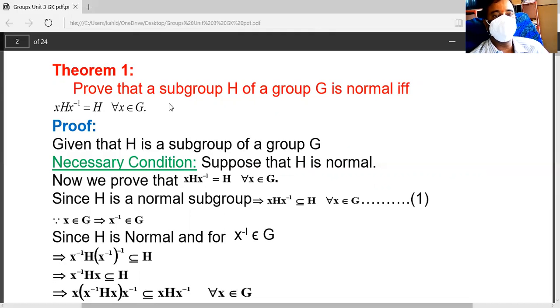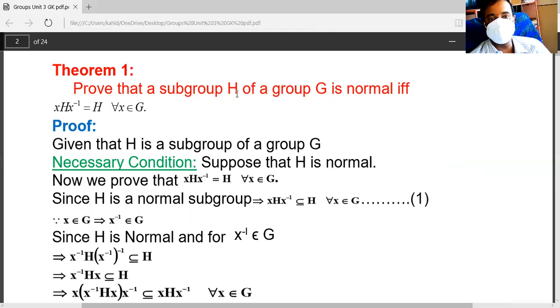What do we have to prove? H, a subgroup of G, is normal if and only if x H x inverse is equal to H. That means, what is given for the proof? There is an if and only if condition, that is, a necessary and sufficient condition. For the necessary condition, we take H is normal and prove x H x inverse is equal to H. For the sufficient condition, we take x H x inverse is equal to H and prove that H is normal.